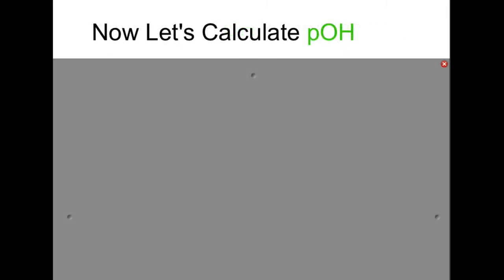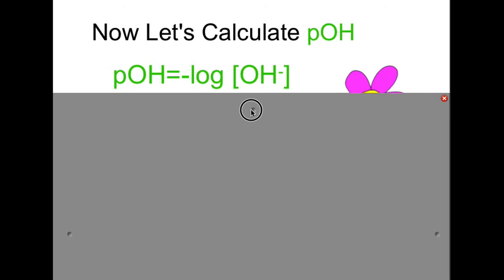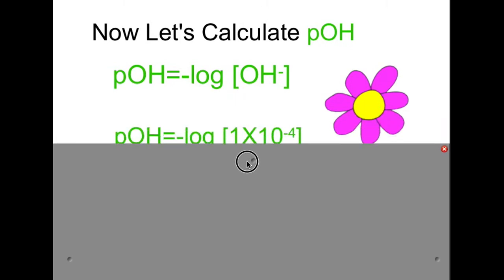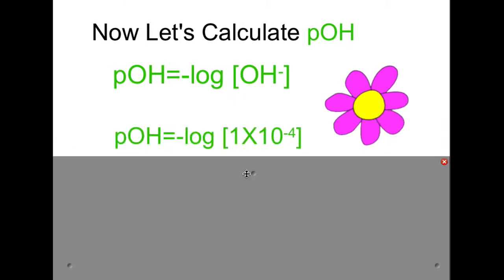Alright, so now using that number that you were just given, let's calculate the pOH. Do you remember what the equation was? I'll give you a second to figure it out. Are you stuck? Don't worry. The equation is pOH equals negative log of the hydroxide anion concentration. And if you don't remember what the number was, it's going to be pOH equals negative log of 1 times 10 to the negative 4th. Go ahead and calculate that and let's see if you got it right.